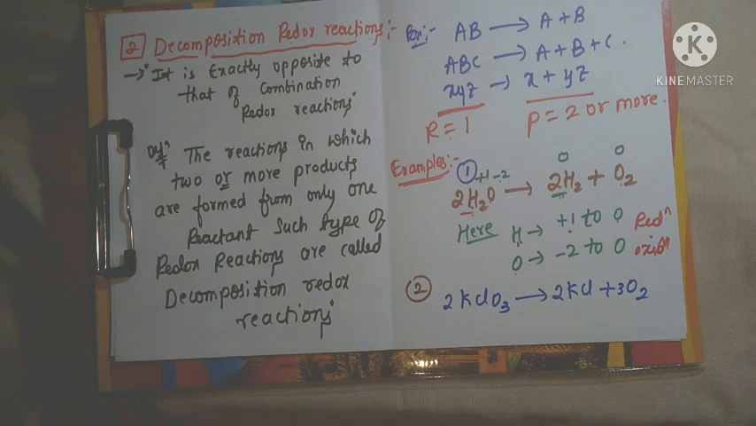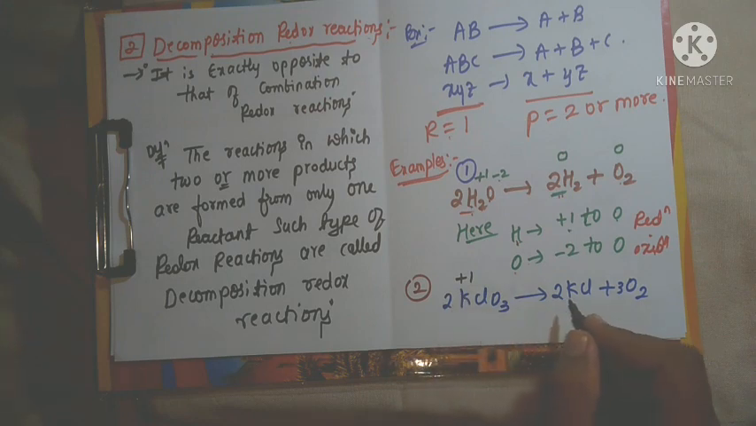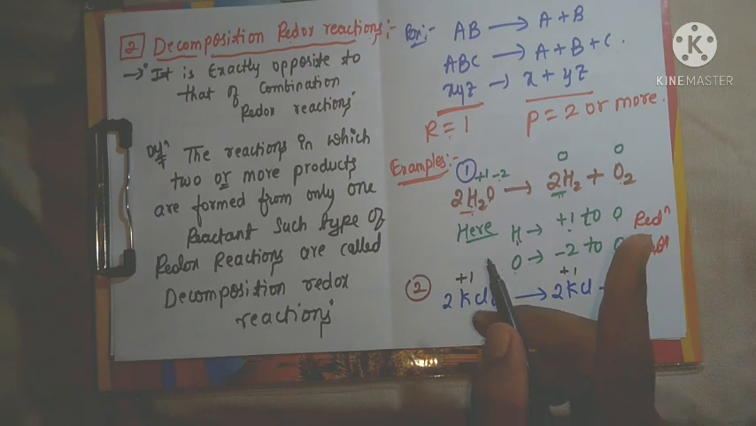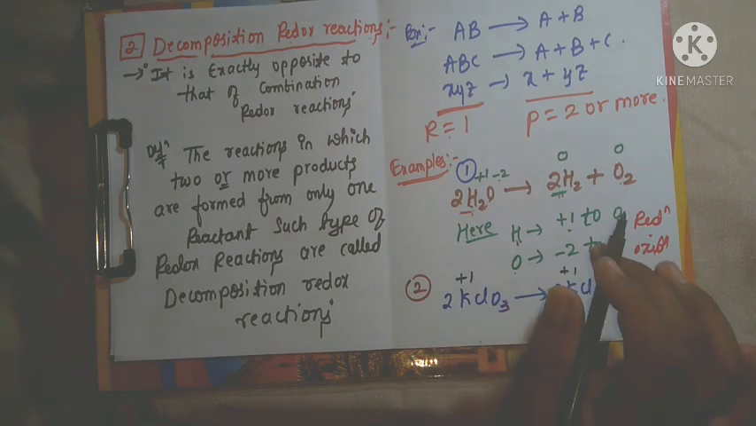Now just check. Here I am writing potassium oxidation number is +1. Here also potassium oxidation number is +1. There is no change in oxidation number of potassium. Alkali metals, Group 1, always have +1 oxidation state. +1, +1 means potassium is not undergoing oxidation. It is not undergoing reduction.